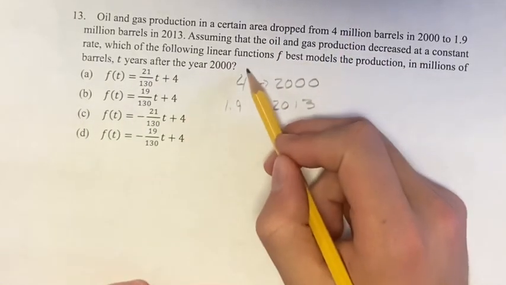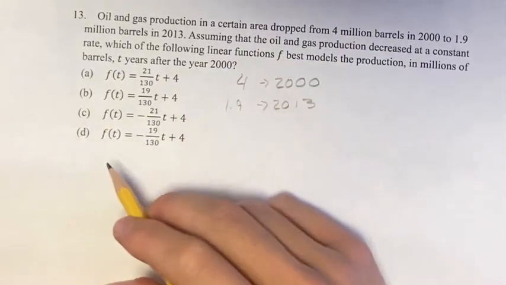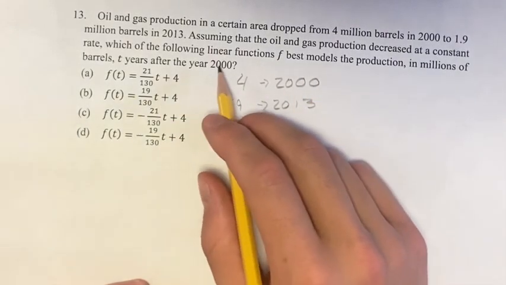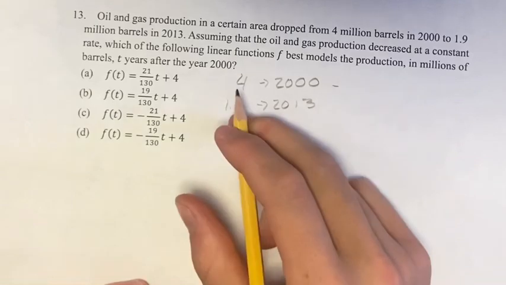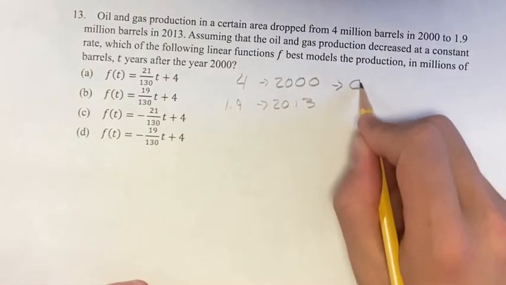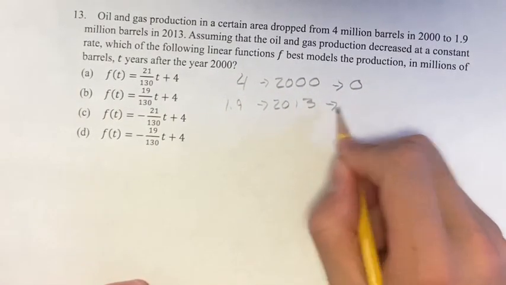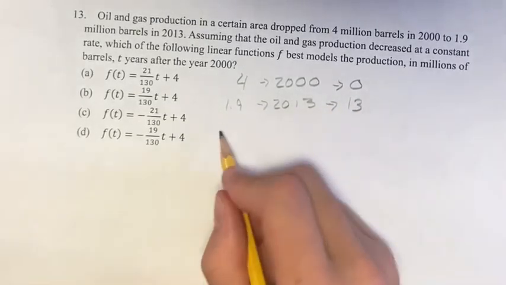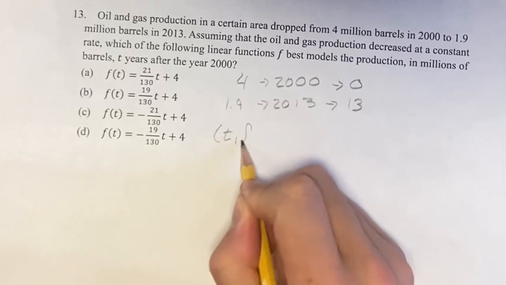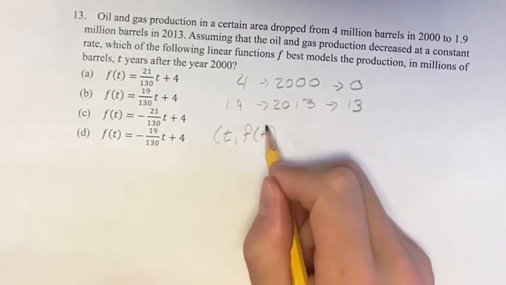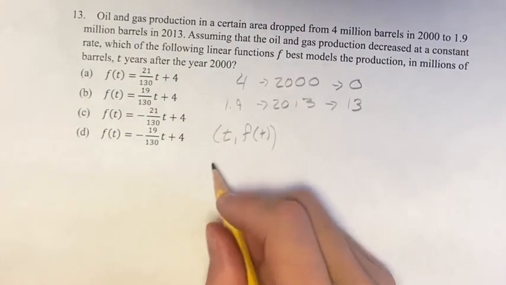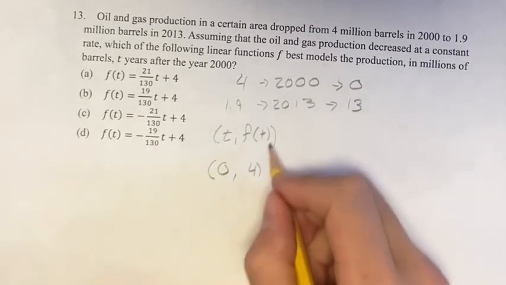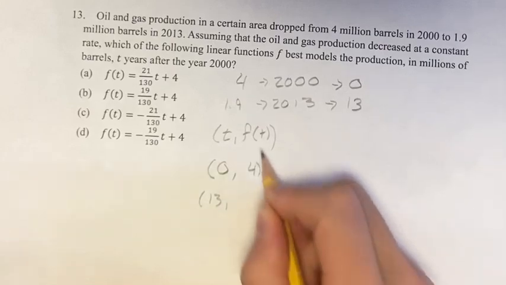So that's why I put 4 here and I didn't write out 4 million, and 1.9 million. And it's t years after the year 2000, so 2000 is 0 years after the year 2000, and 2013 is 13 years after the year 2000. So we're looking for points t, f of t, right? We're using points to find the equation of a line. So we're going to have t is 0, f of t is 4, t is 13, f of t is 1.9.